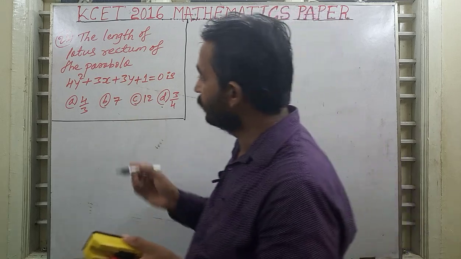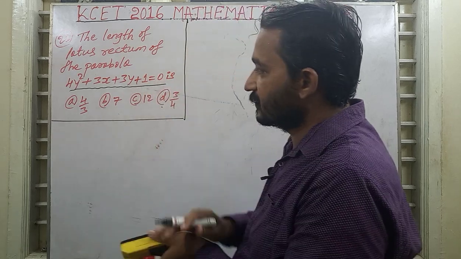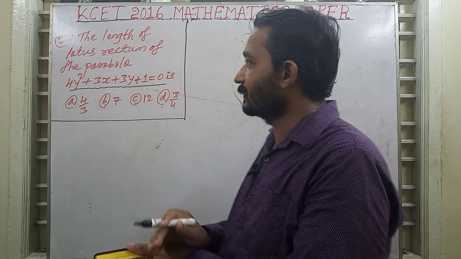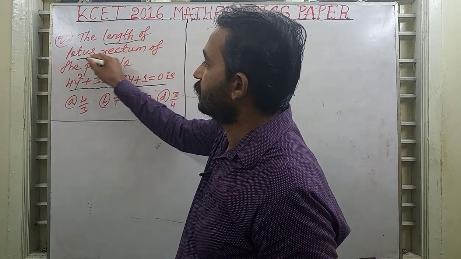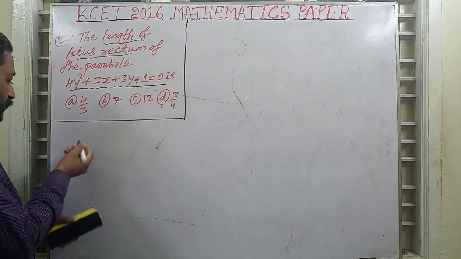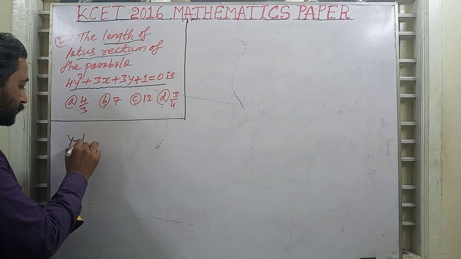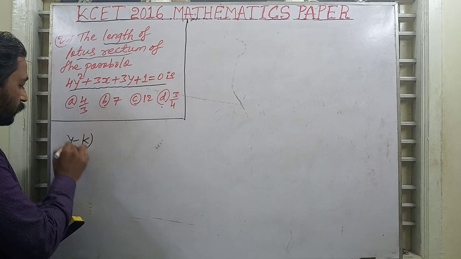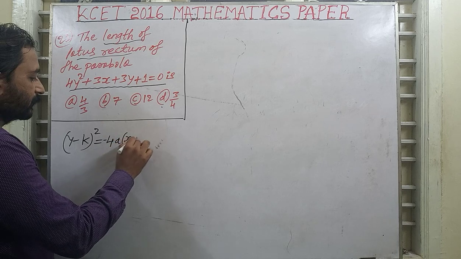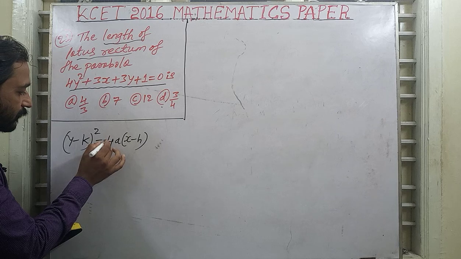In this case, the parabola is in a complicated form. So we first convert it to the simple general form, and then find the 4a value. 4a is the length of the latus rectum. So we know one formula. In this case, the general form of this parabola equation is (y minus k) whole square is equal to minus 4a into (x minus h). So this is converted into this type, and we get the 4a value.